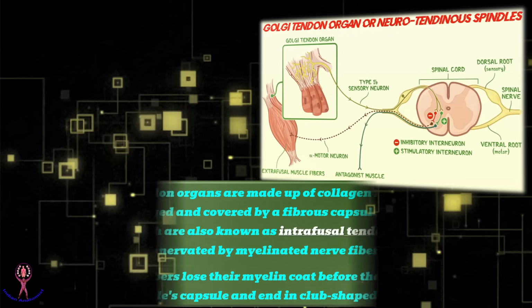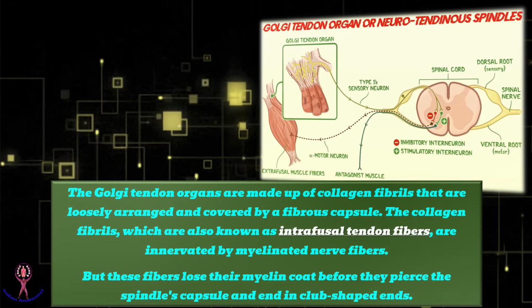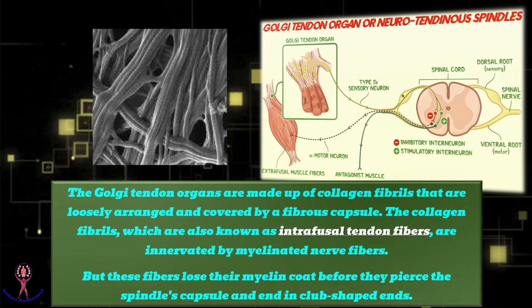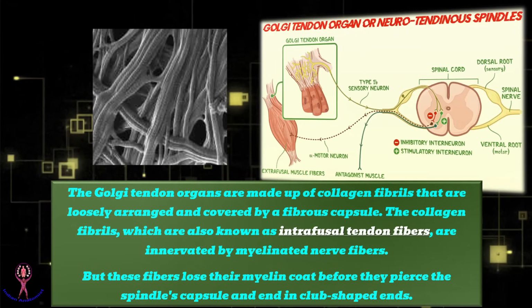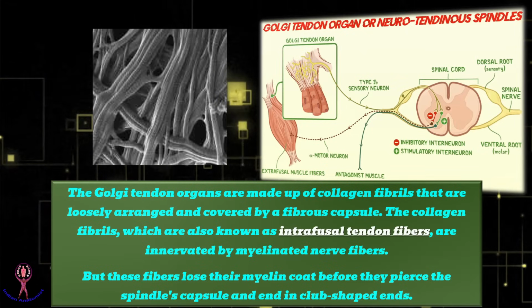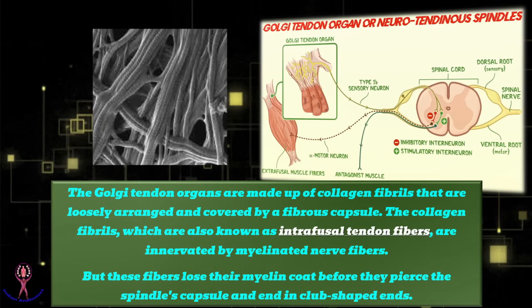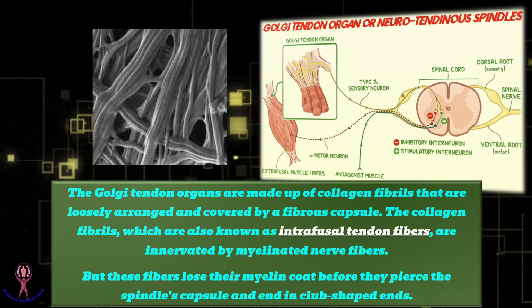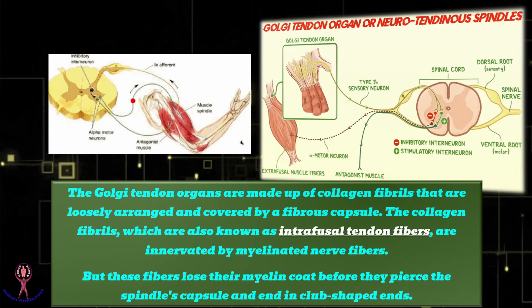The Golgi tendon organs are made up of collagen fibrils that are loosely arranged and covered by a fibrous capsule. These collagen fibrils, or intrafusal tendon fibers, are innervated by myelinated nerve fibers. These fibers lose their myelin coat before they pierce the spindle's capsule and end in club-shaped ends. Like intrafusal muscle fibers, these also end in the spinal cord through dorsal root ganglia, and terminate in the anterior gray horn containing motor neurons of the spinal cord. From this, the motor neurons arise, and finally stimulate the extrafusal muscle fibers for contraction.